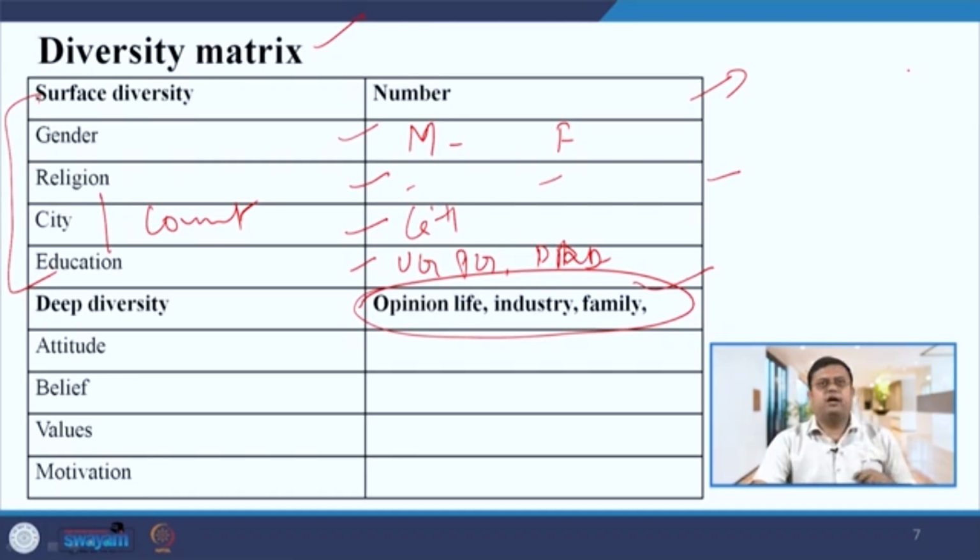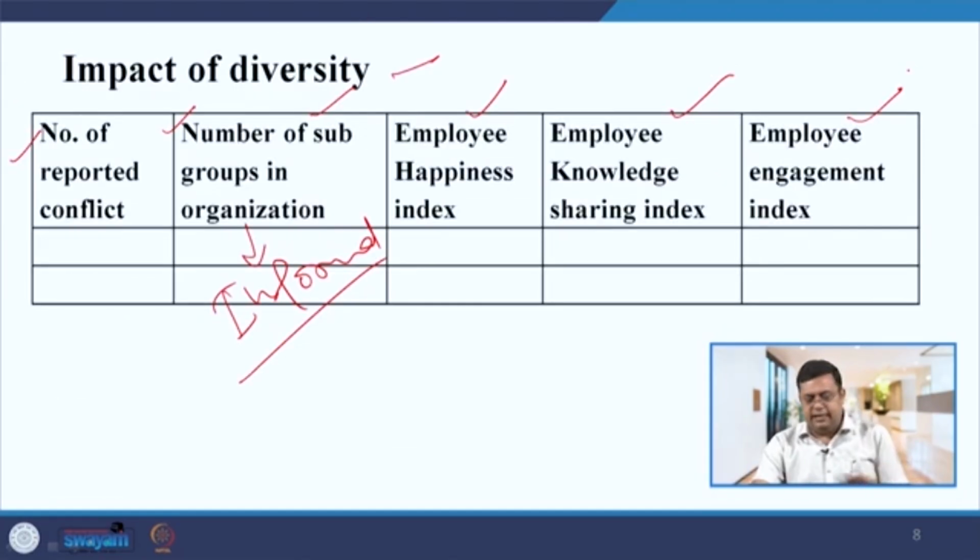The moment you have understood high or low, you can check how it is impacting these variables. I have just written these variables. If you want to see some other variables, that also you can check: number of conflicts, number of fights, number of informal groups, happiness index. This impact analysis will help you to understand how this diversity should be managed inside the organization, or should we promote the diversity or not.